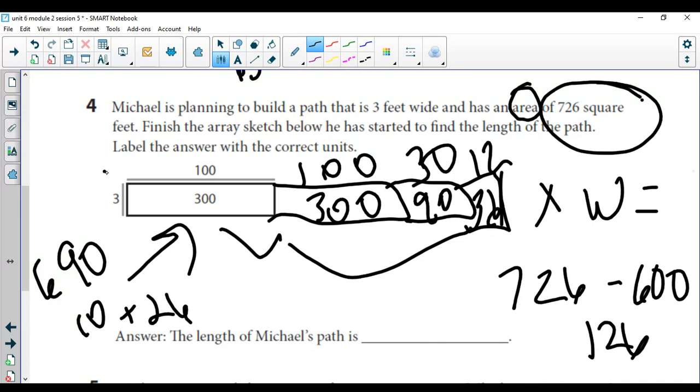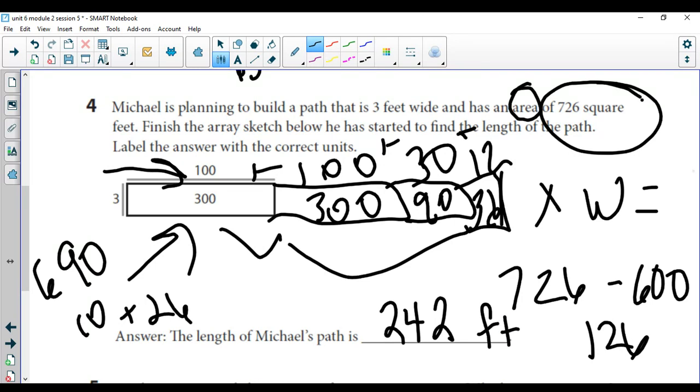So now let's add the top parts. 100 plus 100 plus 30 plus 12. That's 200, 230, 242 is the total I get. Now I could have made a mistake, so I'm going to make sure. 242 feet, because I'm looking at one dimension there.